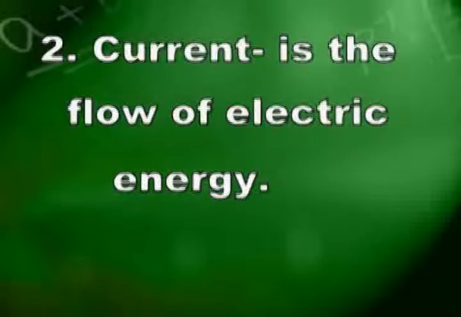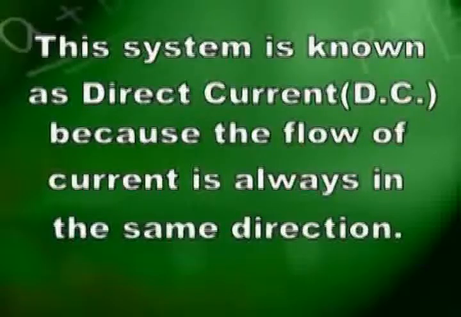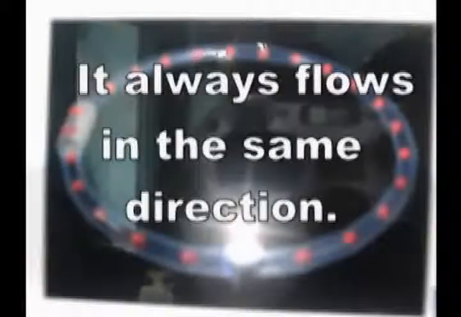Number 2, current. It is the flow of electric energy. The flow is from the source through the lines to the load and then back to the source. This system is known as direct current or DC because the flow of current is always in the same direction. This is the example of a direct current. It flows in one direction.